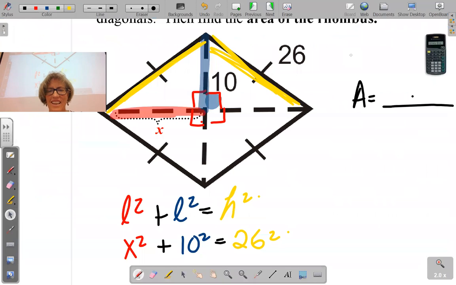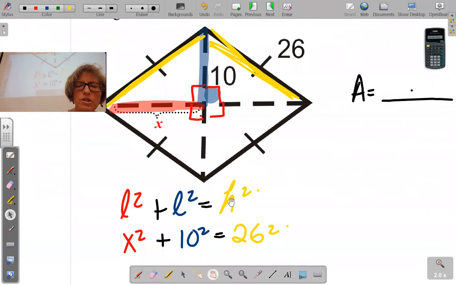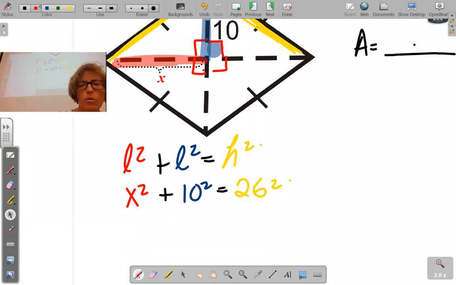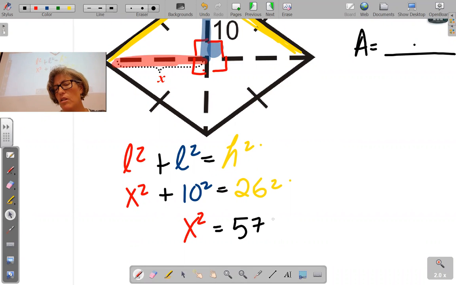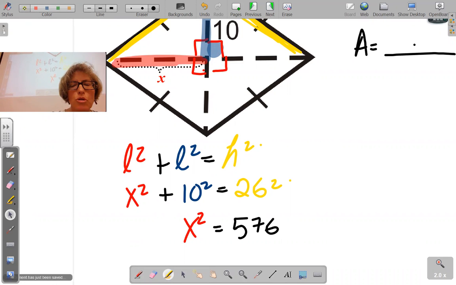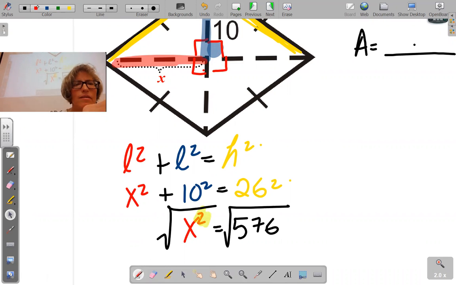It's 576. You are so correct. The opposite of squaring is square rooting. So you are correct. You have x squared equals 576. And to undo this square, use square root. And x would equal what? You may use a calculator.